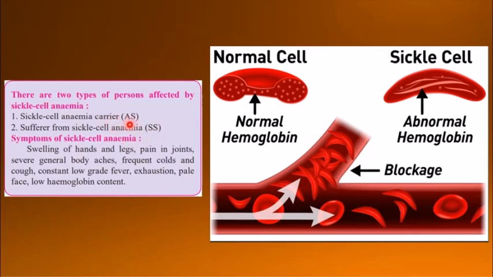If they are carriers, that means they do not have sickle cell anemia, but they have the gene for sickle cell anemia. So if they get married to someone who is again a carrier of sickle cell or is suffering from sickle cell anemia, then there are chances that this disease can be transferred to their offspring.